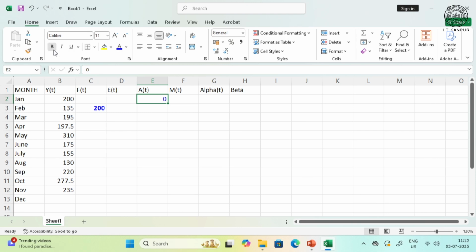I will mark it in blue bold, and let us proceed accordingly. I will start with, for example, 0.2 for alpha, and I will consider a beta value of, say for example, 0.2. It was not mentioned there, but to make it more clear we will consider this.